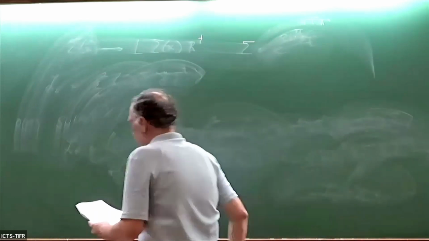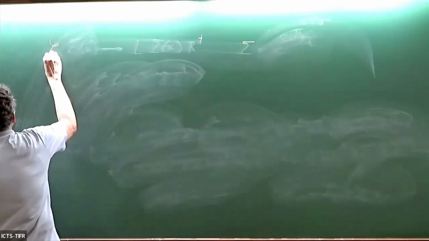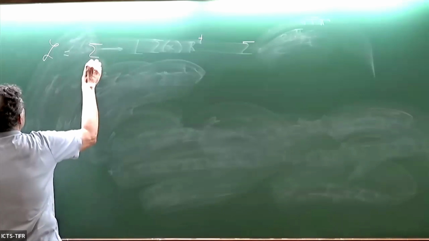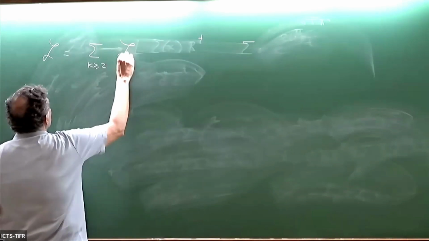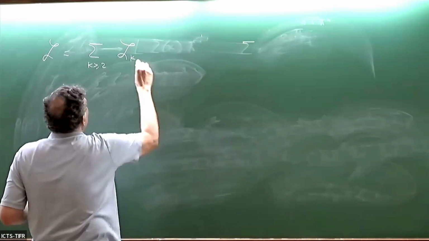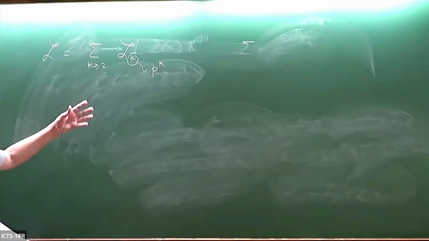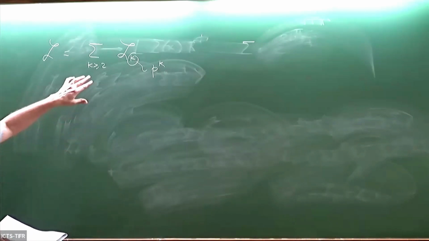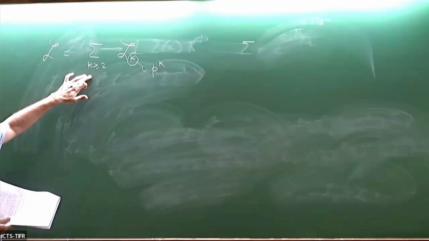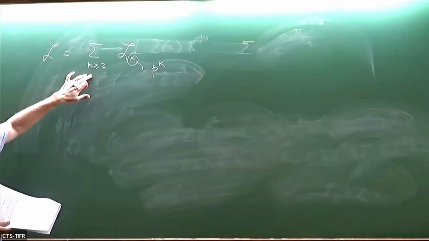I'm going to write my Lagrangian as a sum over k bigger than or equal to 2 of L sub k, where L sub k means terms of order p to the k. And we saw that the smallest k could be was 2. There is no term with no derivative. So the first term, the d_mu sigma dagger term, started off at order p squared.